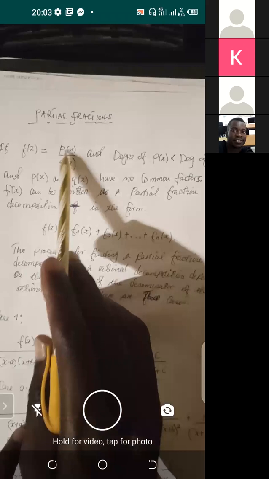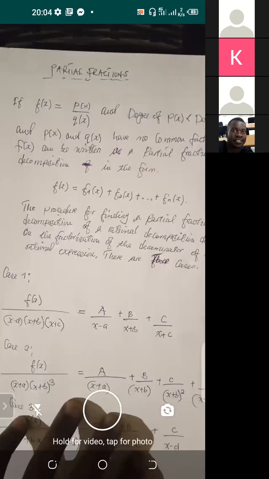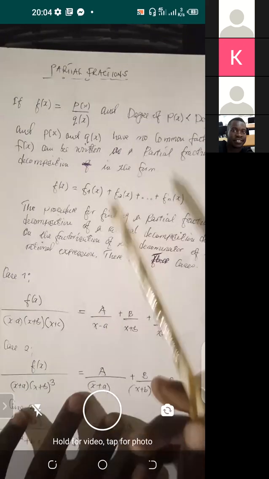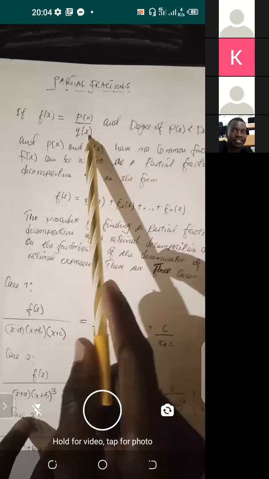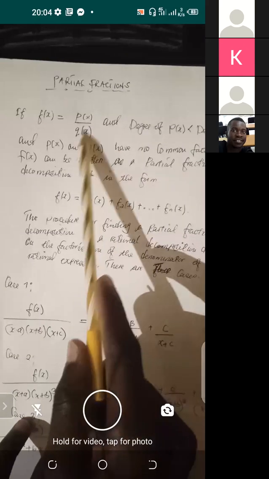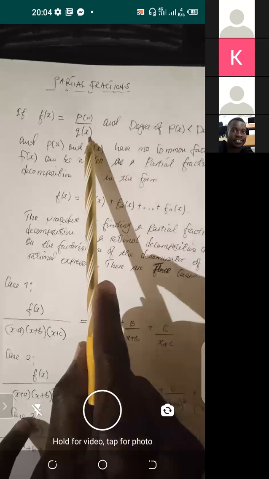And then the procedure for finding a partial fraction decomposition of a rational expression depends on the factorization of the denominator of the rational expression. So if we have this rational expression and we want to decompose it into partial fractions, the decomposition depends on the denominator, which is q of x in this case. So for us to do that, we are going to discover that there are three cases.